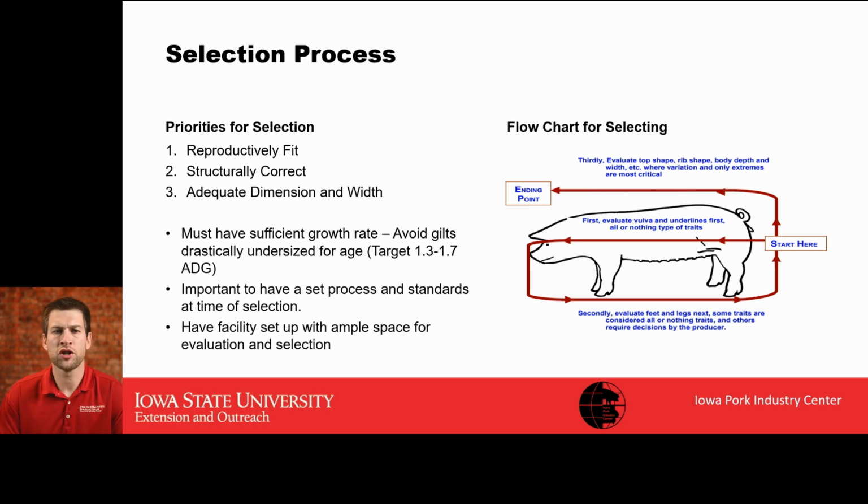And ultimately, we want to make sure we've got our facility set up where we have ample space for evaluation and selection. A lot of times when we get these gilts, even if we're providing them with a recommended 12 square feet at that mature size, it can be kind of tough to really get a good evaluation of these gilts, especially if they're in larger groups. It can be challenging to really evaluate these animals. So if you've got an empty pen or extra space, maybe you'll be able to work through them and get an easier view from your selector standpoint, which can ultimately make it easier to identify those ideal females.